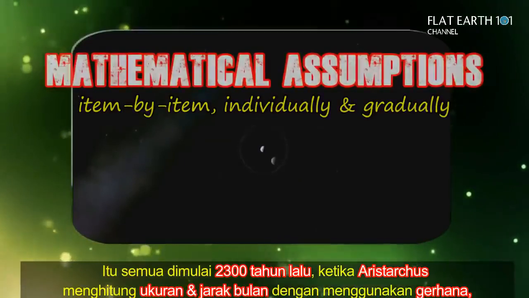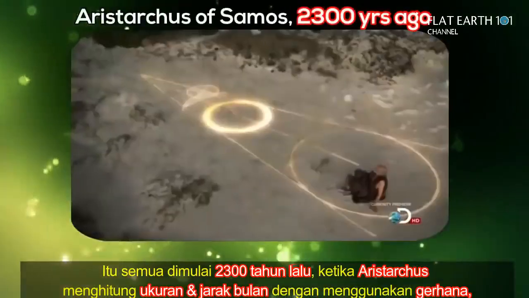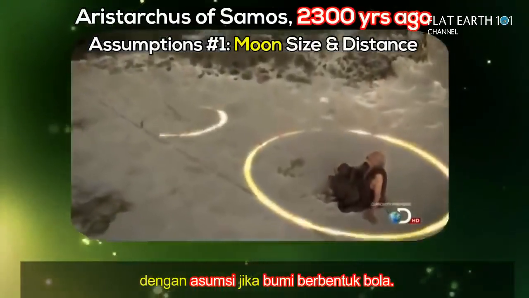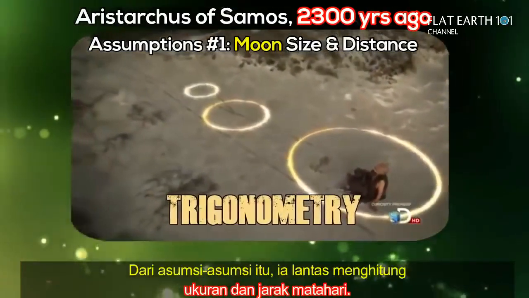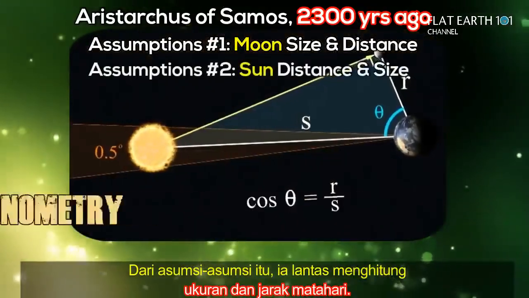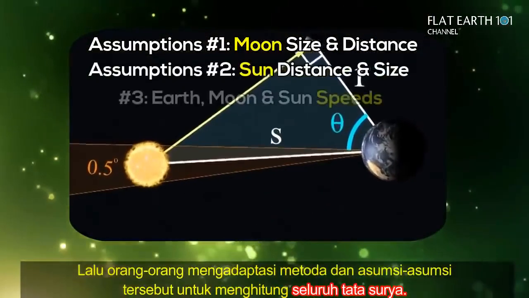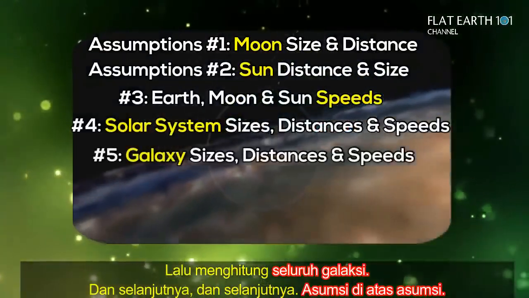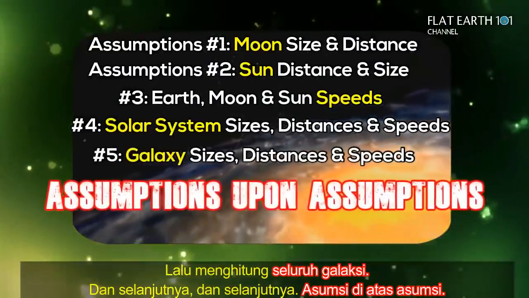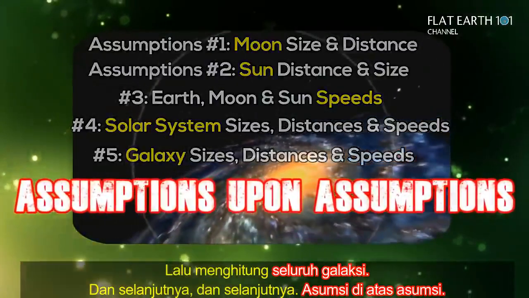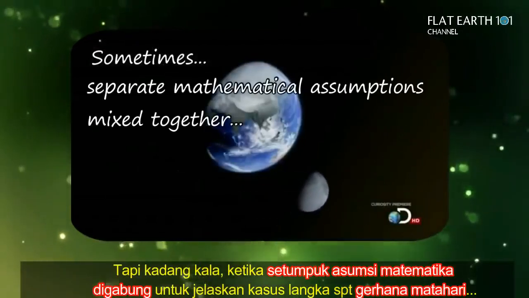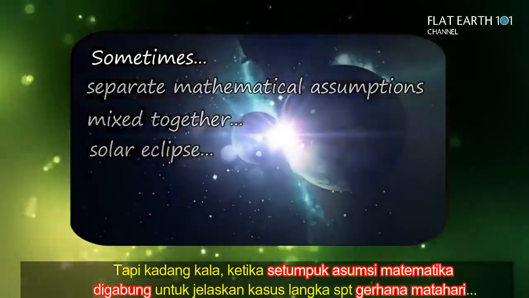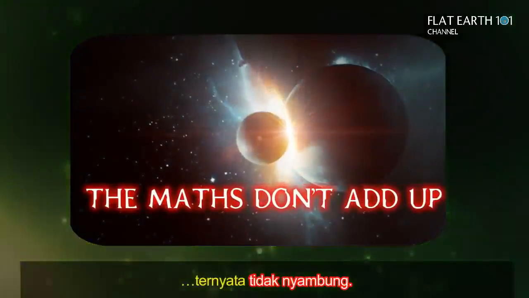It all started 2,300 years ago when Aristarchus calculated the size and distance of the moon using eclipses, based on assumptions that the earth was a ball. From those assumptions, he calculated the size and distance of the sun. Then people adapted his method and assumptions to calculate the whole solar system, then the whole galaxy, and so on and so on. Assumptions upon assumptions. But sometimes, when a bunch of mathematical assumptions mix together to explain rare cases like a solar eclipse, they just don't add up.